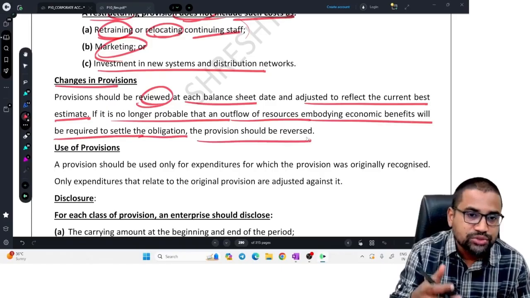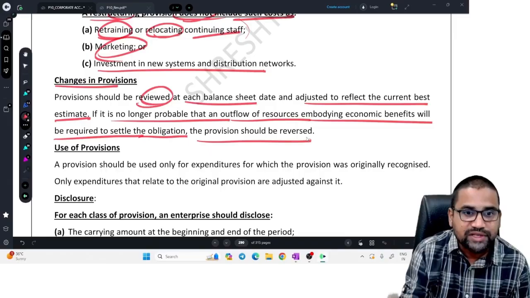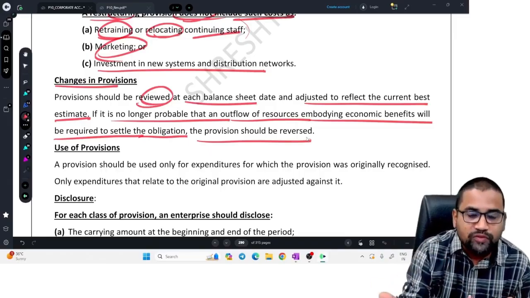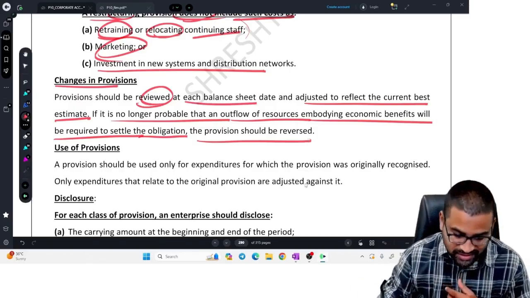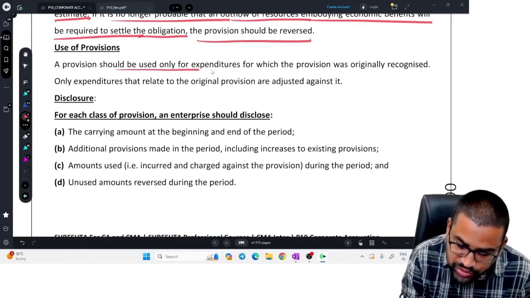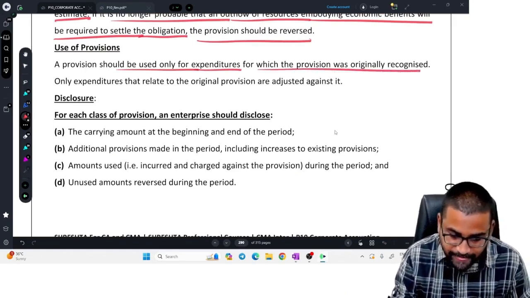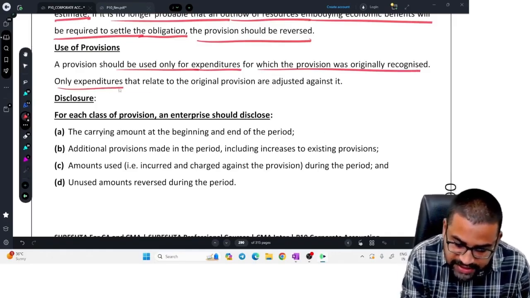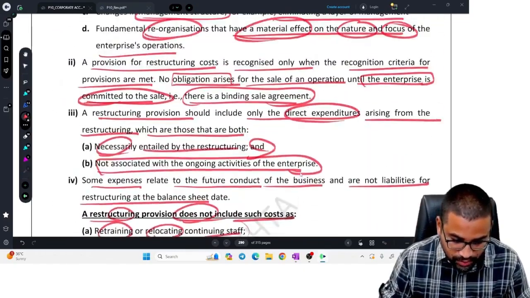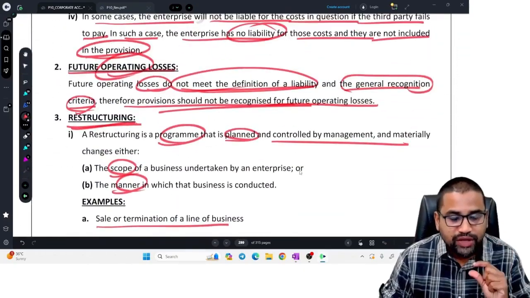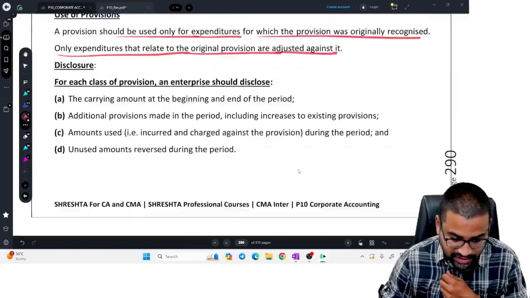See, one of the conditions to create a provision is a liability. A liability is a present obligation which requires an outflow of resources to settle it. When no more outflow of resources is required to settle this, then there is no need to create any provision. And use of provision. A provision should be used only for expenditures for which the provision was originally recognized. Only expenditure that relates to the original provision is adjusted against it. Okay. So for which we created a provision, only that expenditure we need to adjust. Remaining other expenditures we should not adjust.